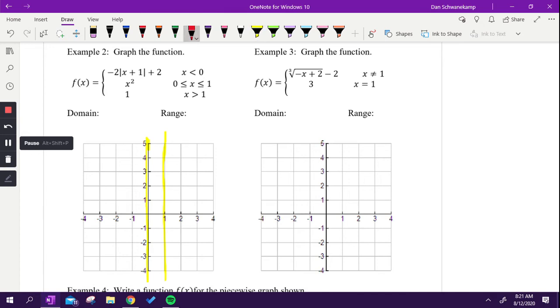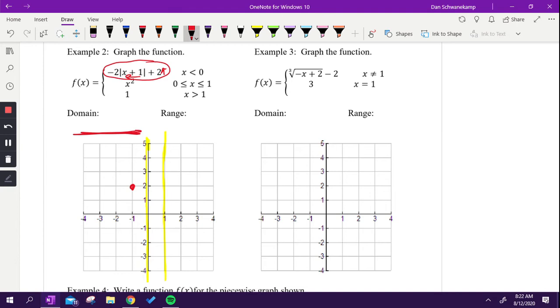Make us a little skinnier. +1 takes me left 1. The +2 takes me up 2. So I'm left 1, up 2. I'm making a V. I'm down 2 over 1, down 2 over 1, down 2 over 1 because of that vertical stretch in front. There's my V on that side. On the other side, I'm going this way. Open or close circle when I reach that line? Open. So I should have an open circle right there.